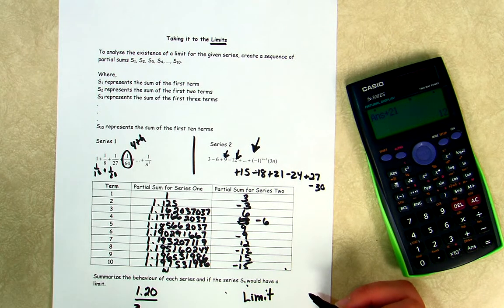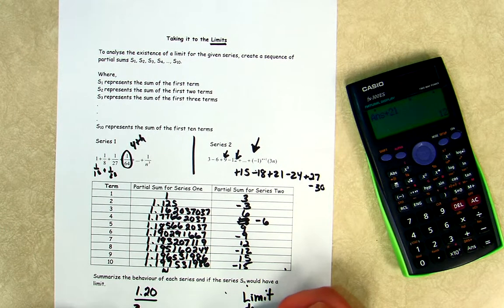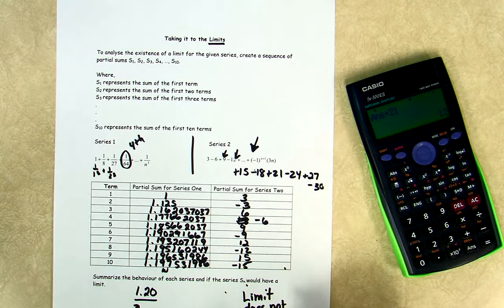Each time I calculate a new sum, it's like I'm getting a brand new answer that is not heading towards a number in particular. It's just going to keep getting bigger positive, then smaller negative, and so on and so on. So this one, the limit does not exist because the behavior of the function does not converge to a single point.